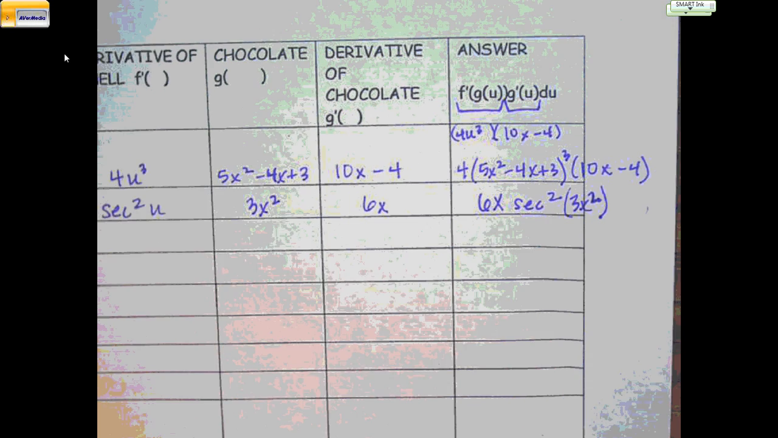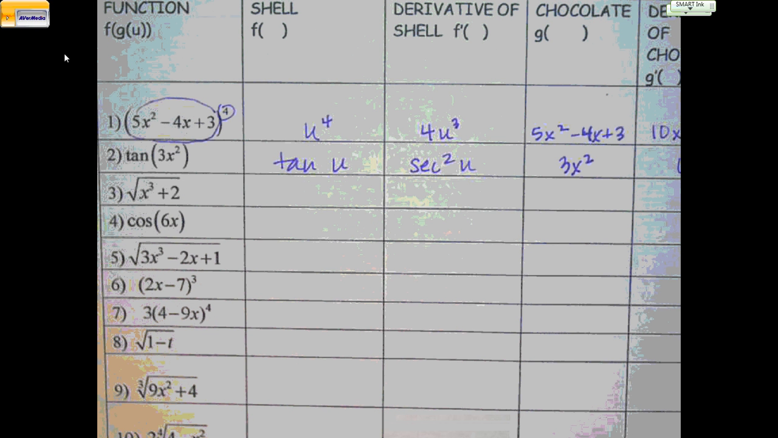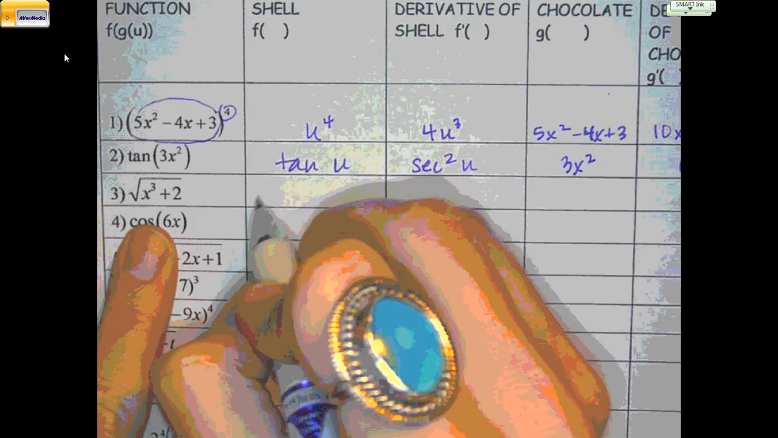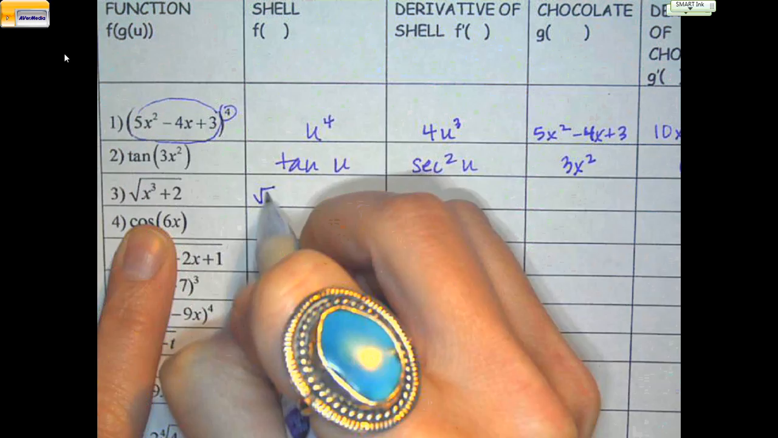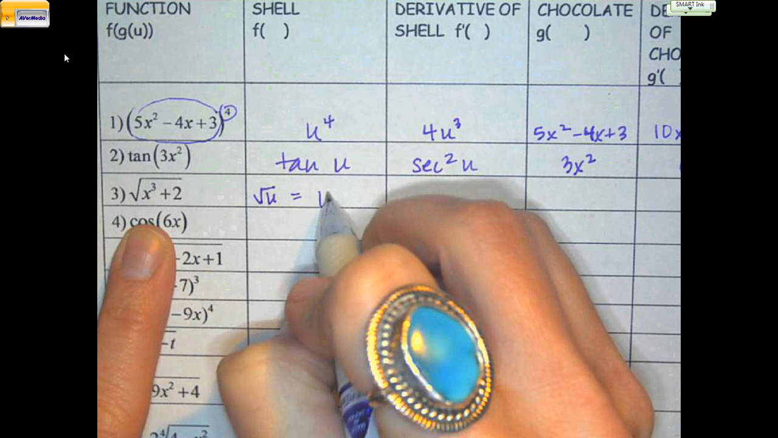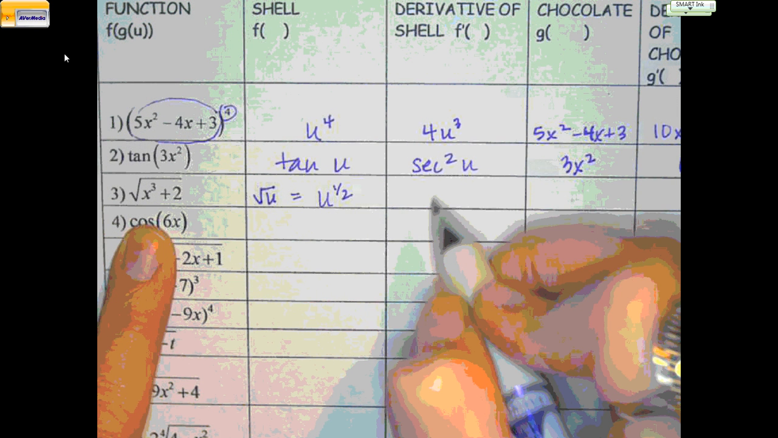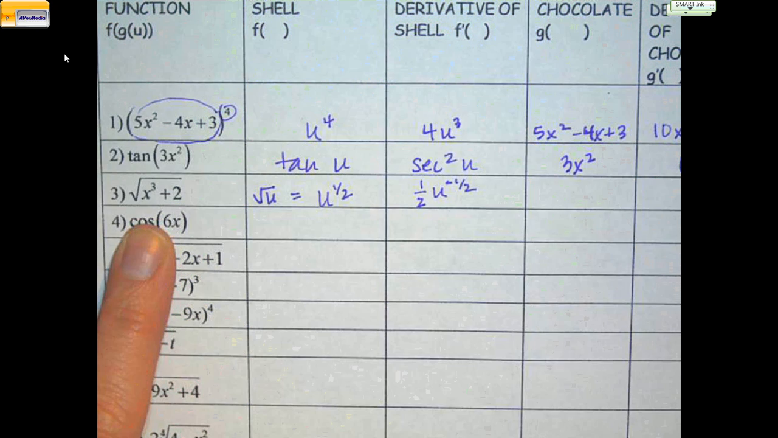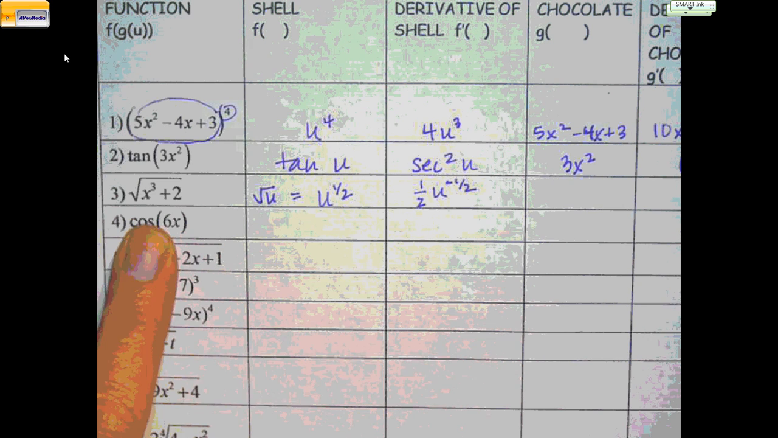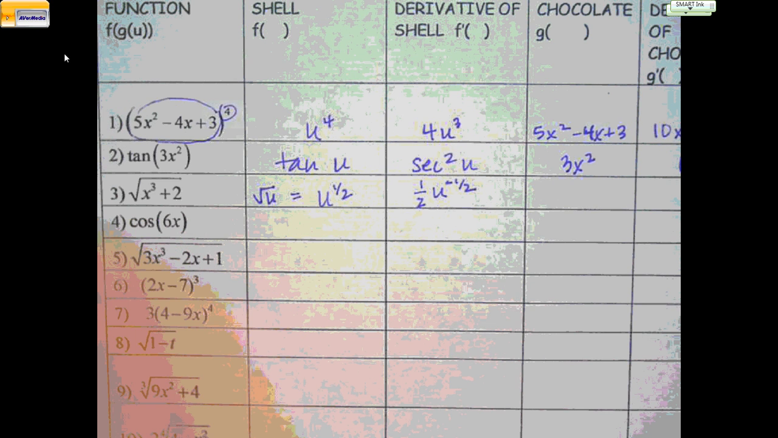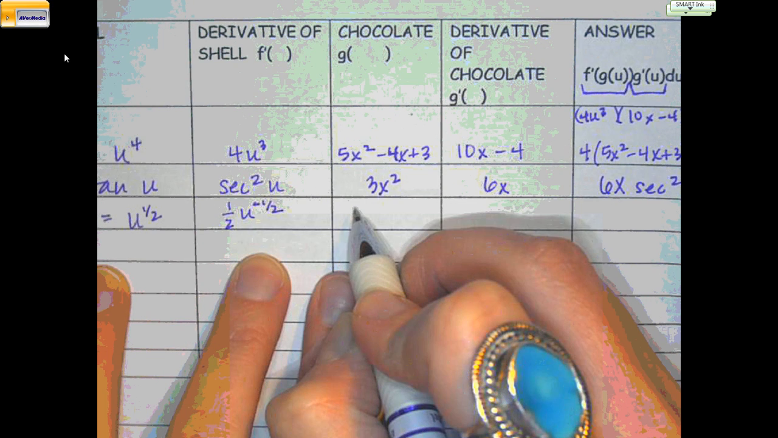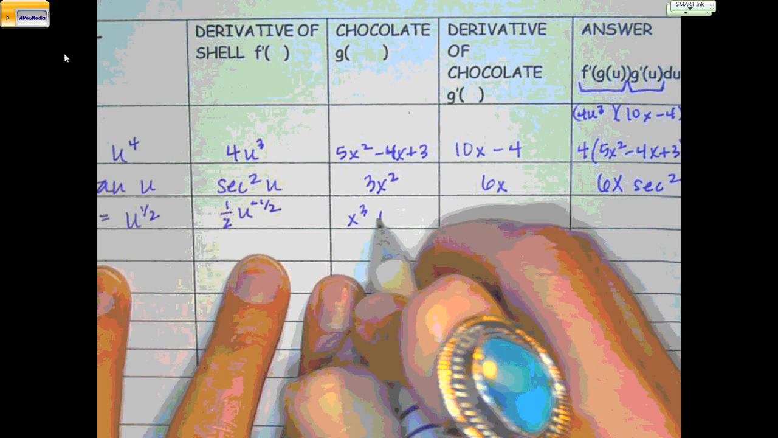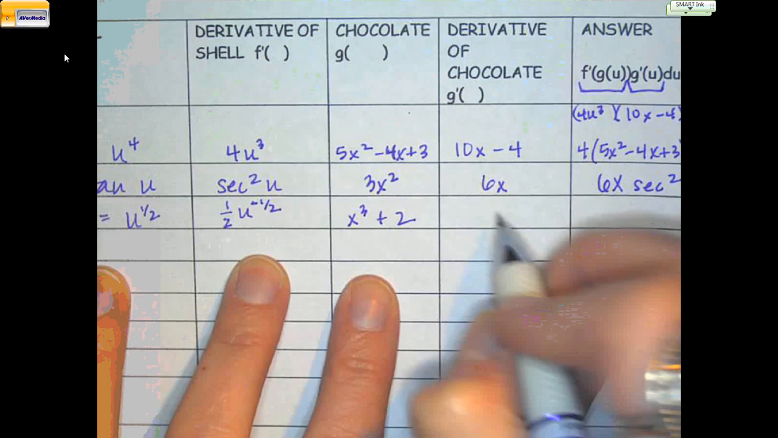All right, third one. The outer shell, the outer function, what's happening? Yeah, you guys kind of already moved ahead of me, and that's fine. We have the square root of u, which you guys already said was u to the 1/2. Derivative of that would be 1/2 times u to the negative 1/2. The inner piece, the chocolate is what? 3x cubed. Good. X cubed plus 2 is our inner function. The derivative would be 3x squared.